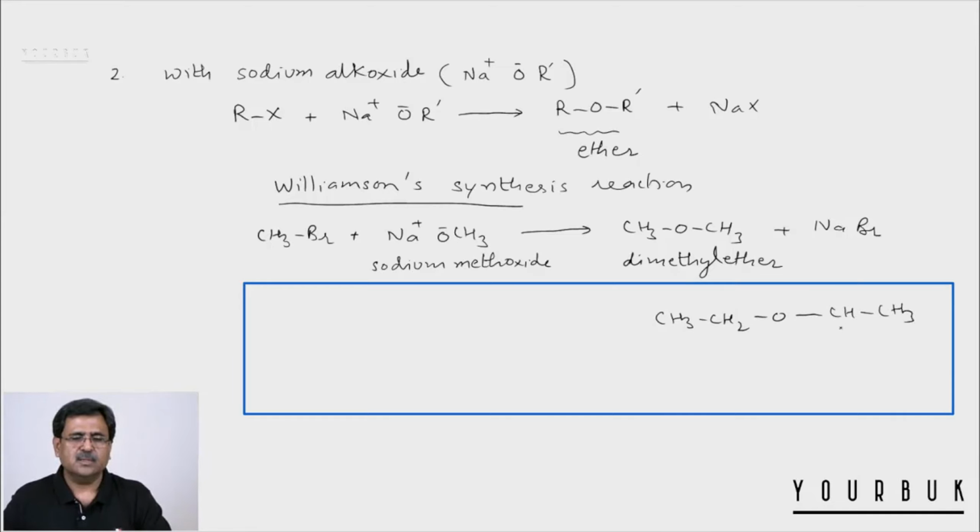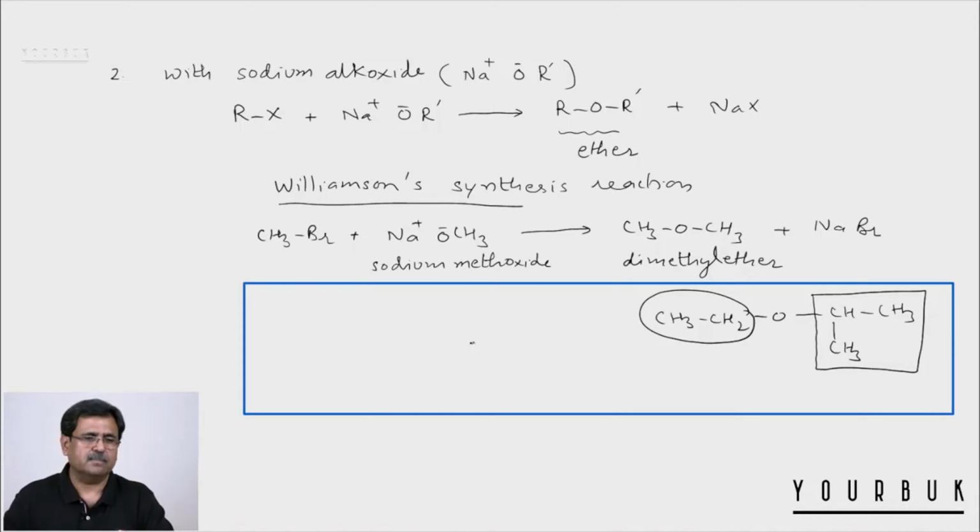Now if you look at this ether, there are two different alkyl groups attached to oxygen. One is this ethyl and the second one is this isopropyl group. Now out of these two groups, the ethyl one is less crowded. So we take ethyl in the form of alkyl halide and the isopropyl in the form of sodium alkoxide.